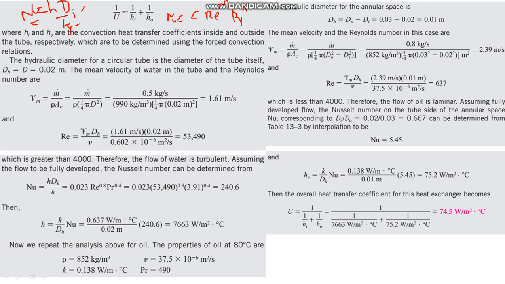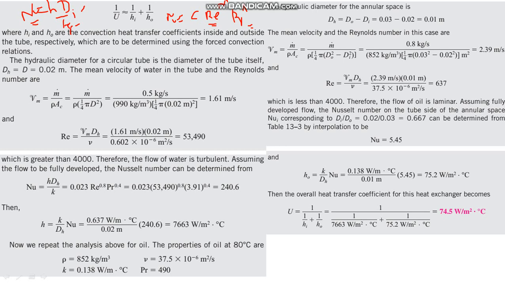The correlations will be available in the data book. You go to convective heat transfer, in that you go to forced convection, and you go to flow through pipes, because this fluid is flowing through the pipe. Go there. The Prandtl number you can find from the data book, because the properties you have written. Only if you know the Reynolds number, we are done.